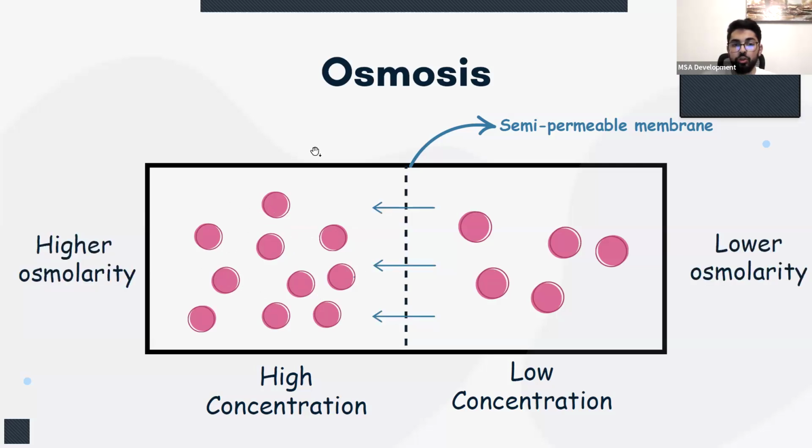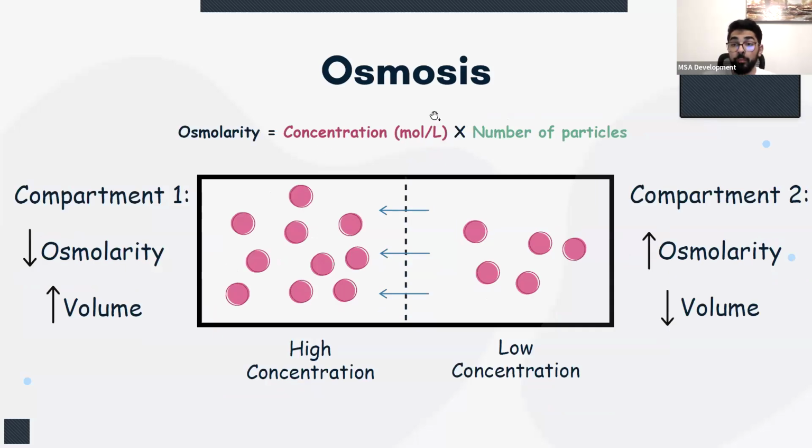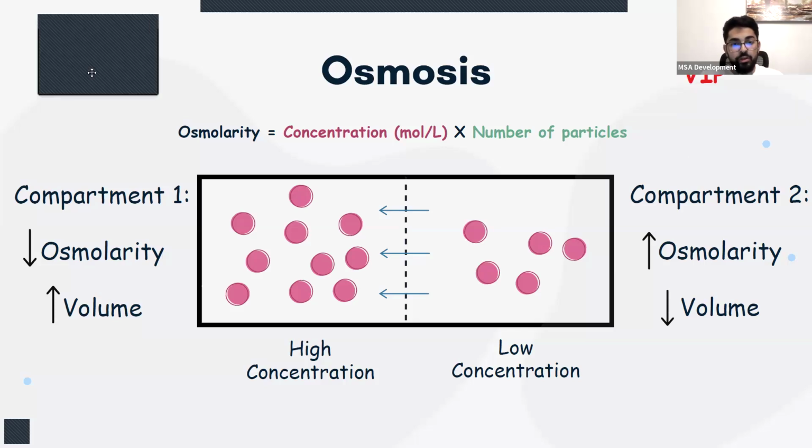Because concentration depends on what? The volume that the solute is in. So when water moves from the low osmolarity area to the area of higher osmolarity, the osmolarity here is going to decrease and the volume is going to increase. While on this side, as more water is lost, the volume is going to decrease and osmolarity is going to increase. This is a very important slide because I'm going to revisit this idea multiple times throughout the lecture.